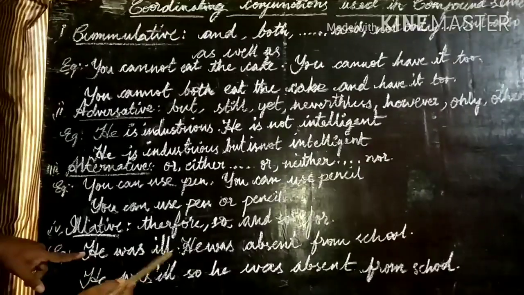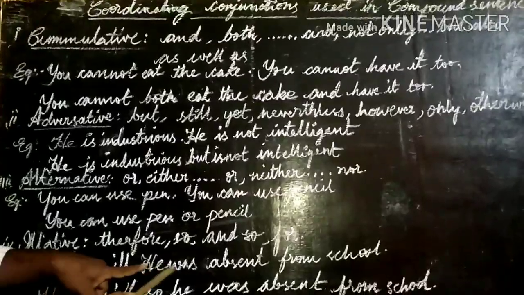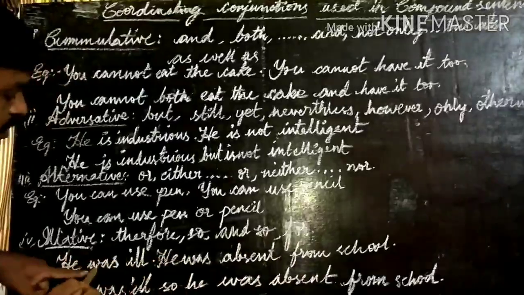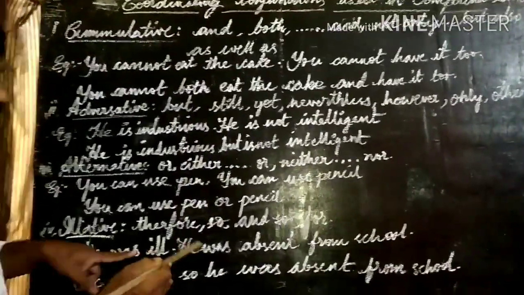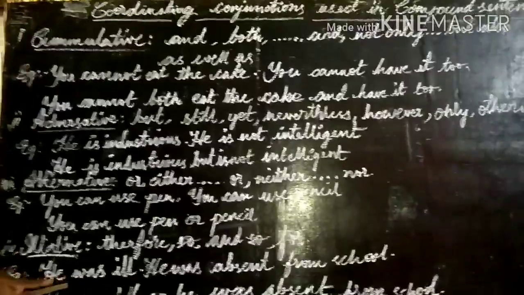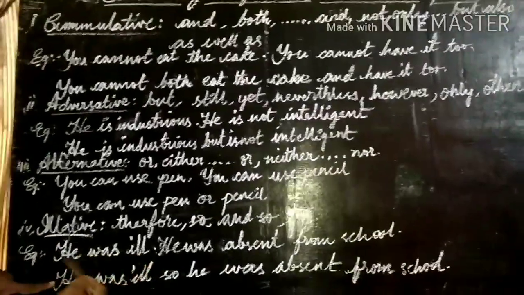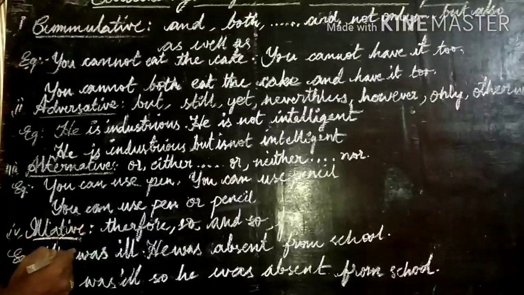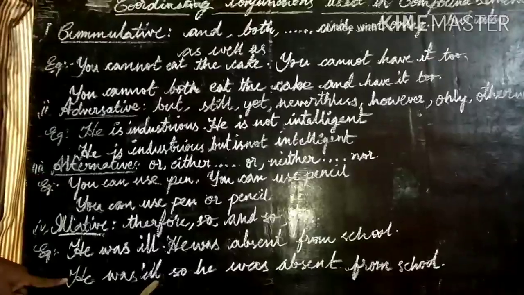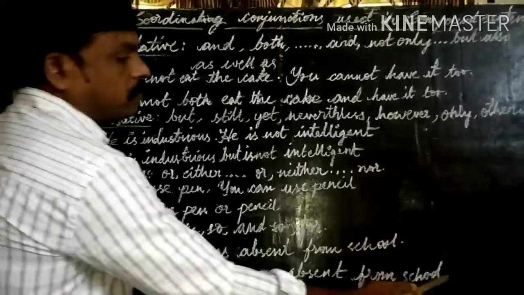He was ill. He was ill means sick, not feeling good. He was absent from school. See, this sentence is the result of this action, right? Why was he absent from school? This is the reason: because he was ill. So in order to combine these two sentences which express reason, we can use any of the conjunctions. So, he was ill, so he was absent from school.